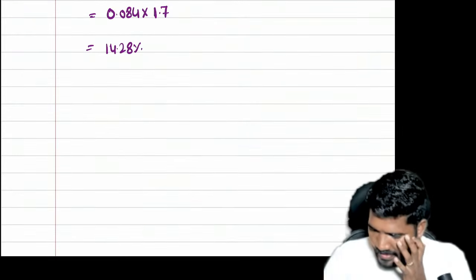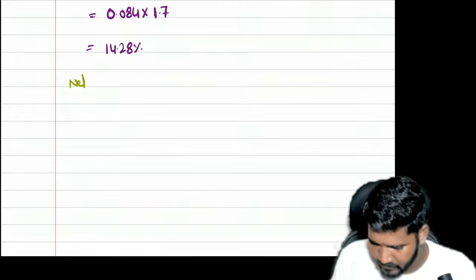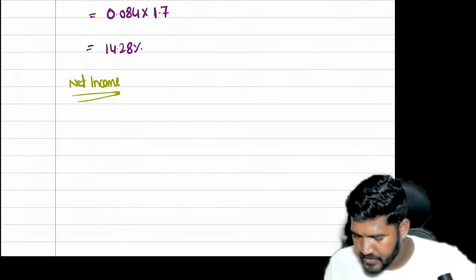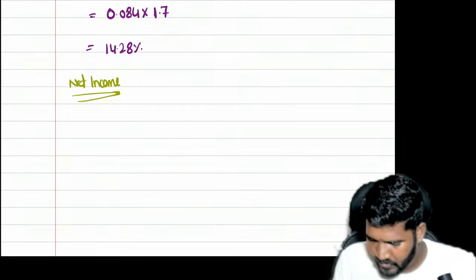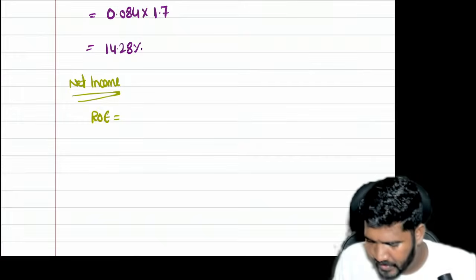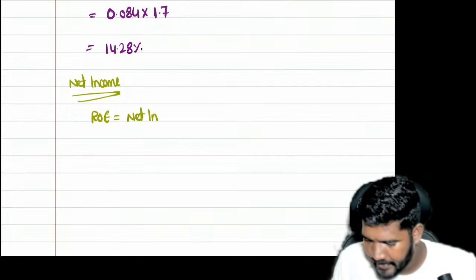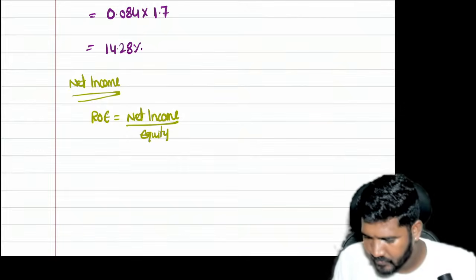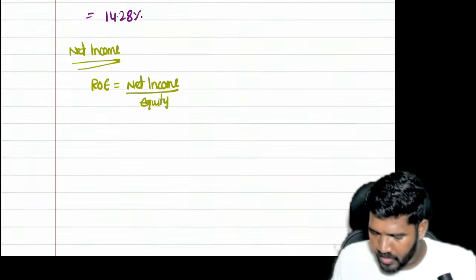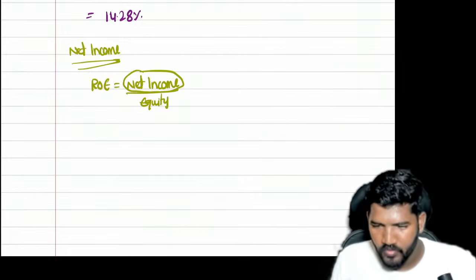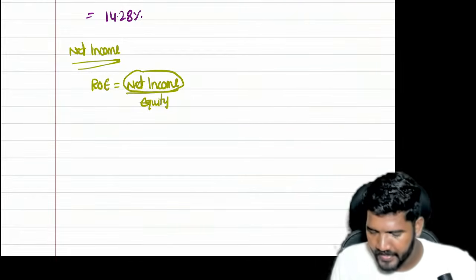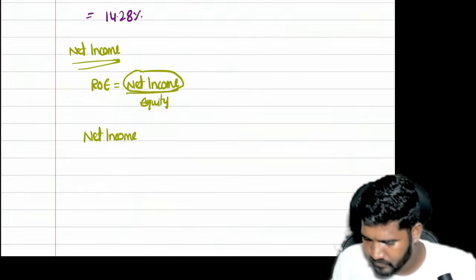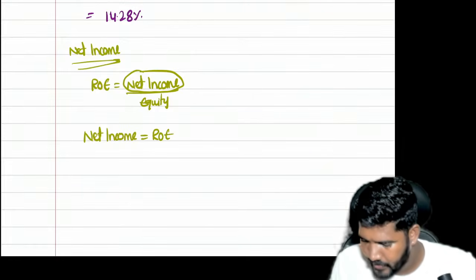Next, net income. This all is in case 2 only, guys. So the direct formula: return on equity equals net income divided by equity. Now I want this net income. If you shuffle the formula, you will get net income. So net income equals return on equity into equity.